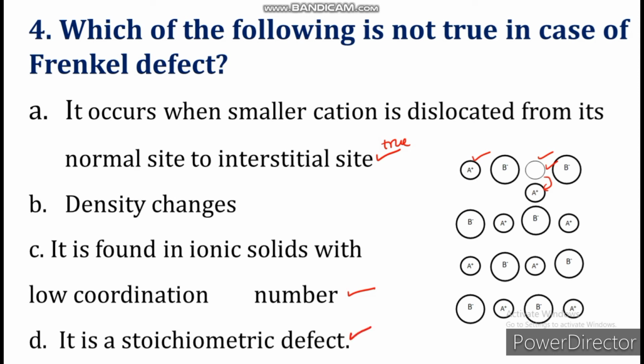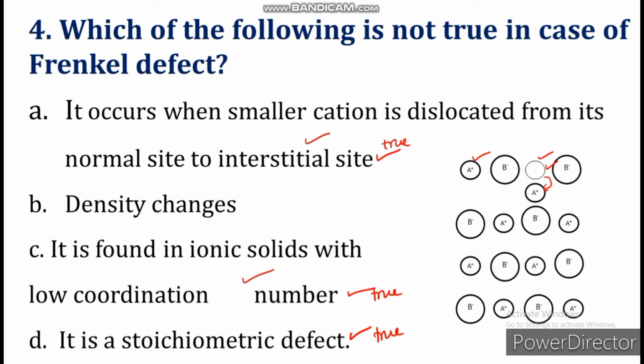Whether the stoichiometry of the compound is changing? I mean, the number of cations and number of anions, is it changing? No. Even if it is changing, is the ratio changing? No. The number of cations and anions itself is not changing. It means stoichiometry will not change. So all these options are true. This is a stoichiometric defect. It occurs in low coordination number ionic solids, and it happens when the cation is displaced to an interstitial site.